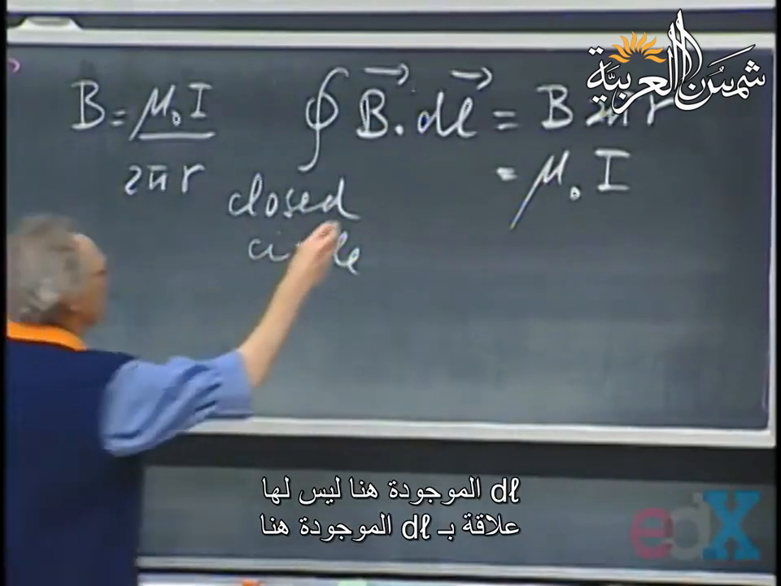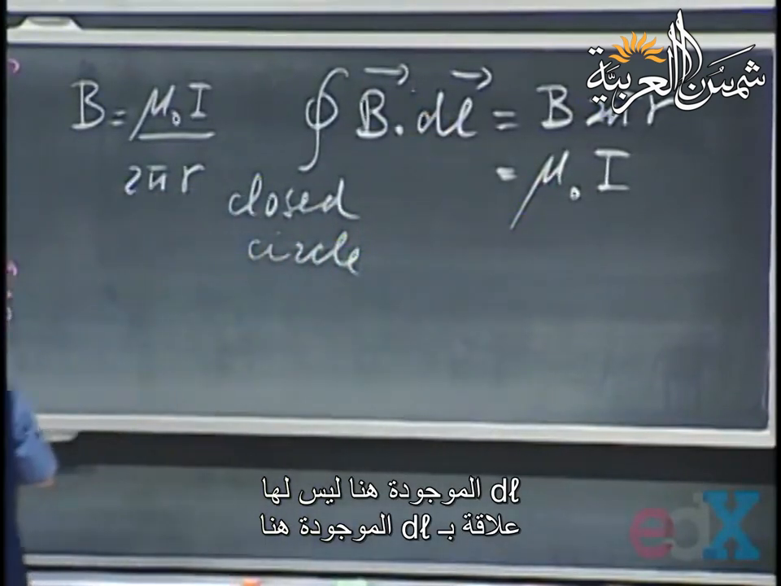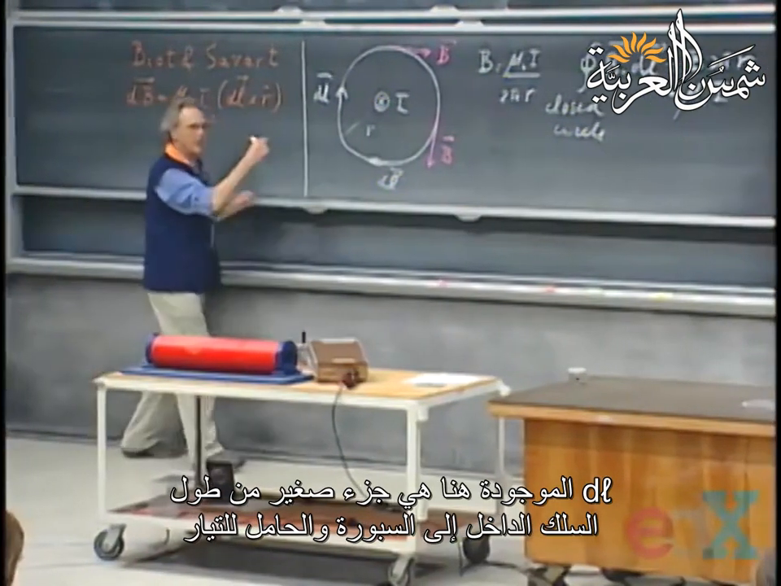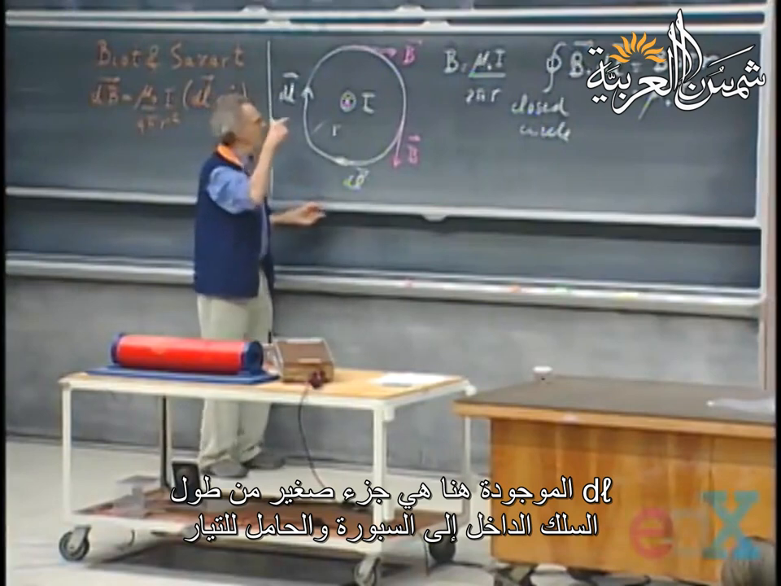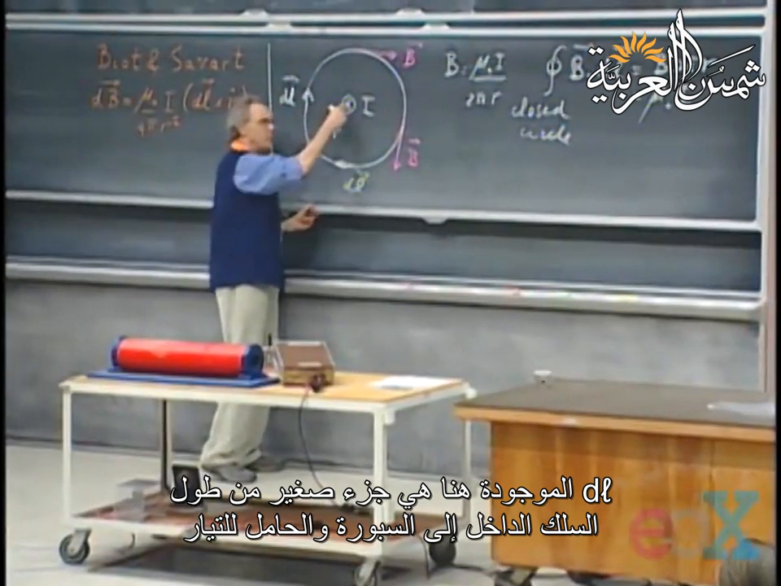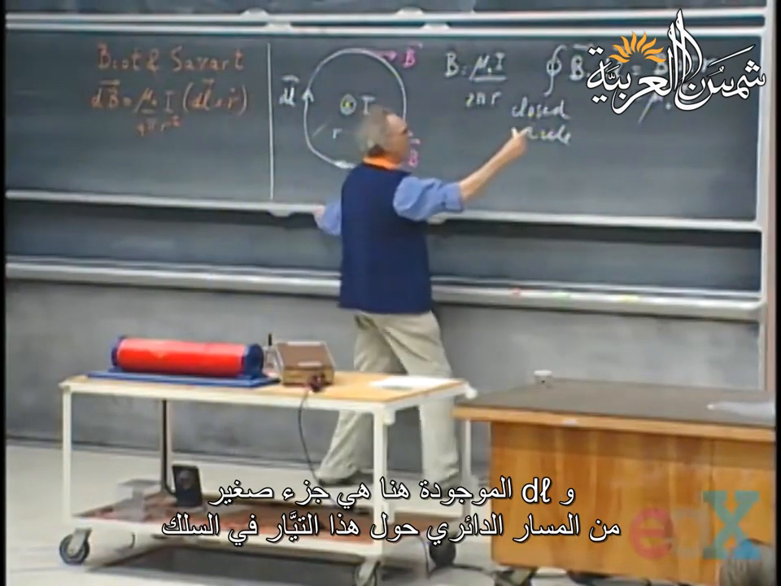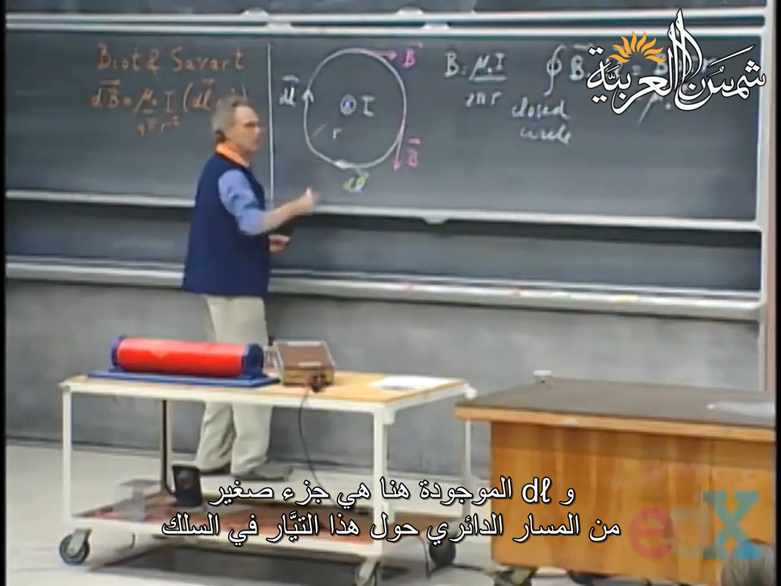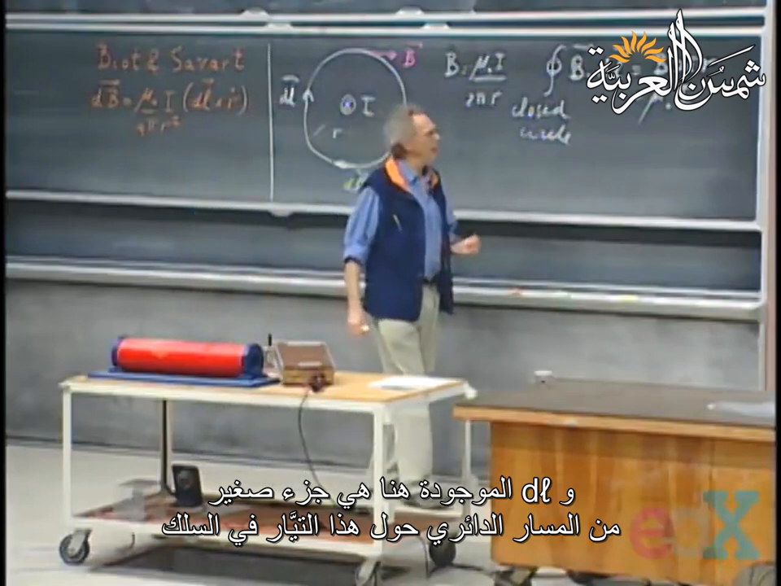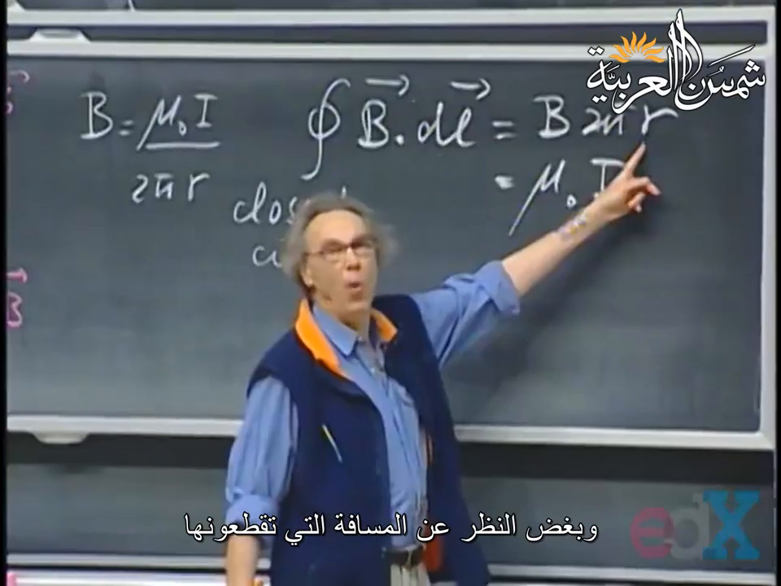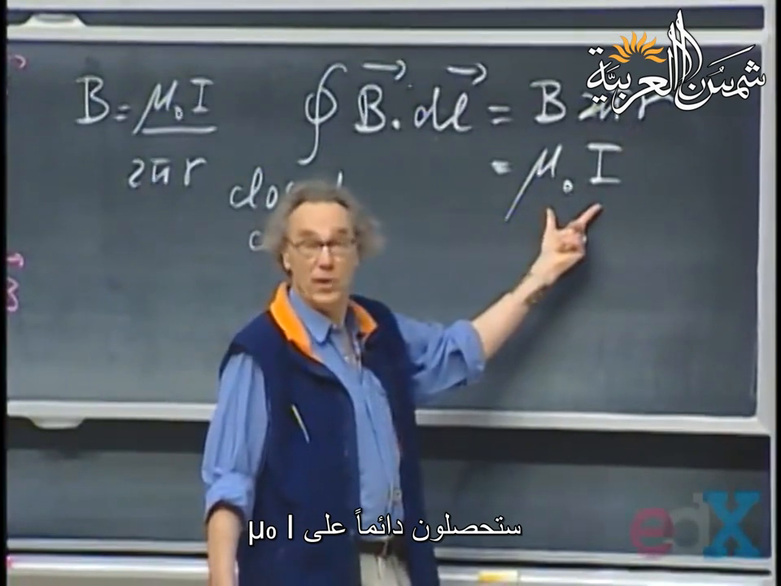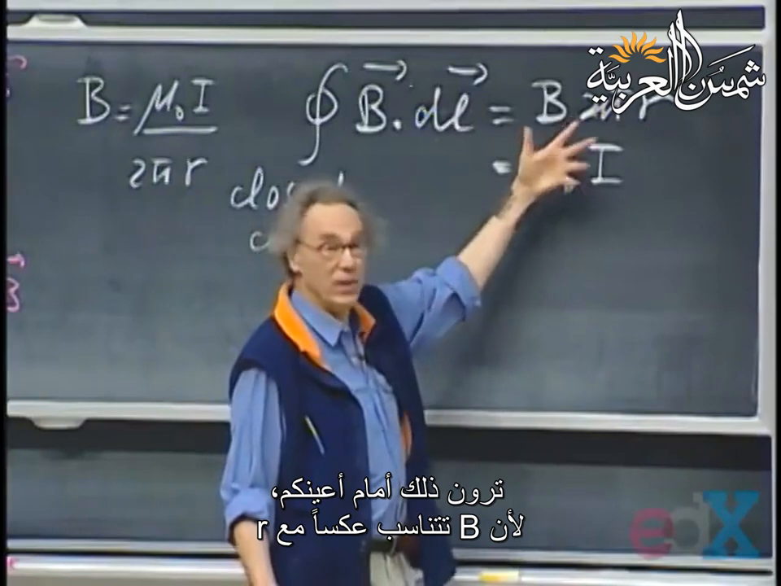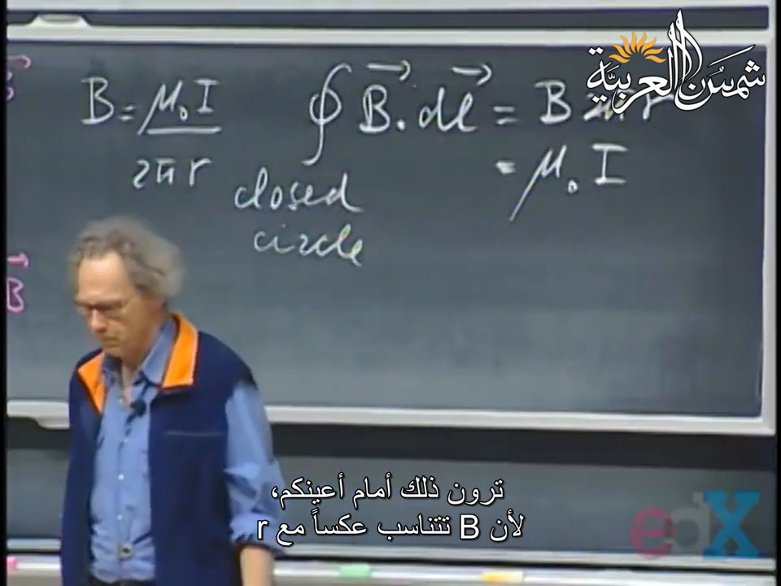This dl here has nothing to do with this dl here. Don't confuse the two. This dl is a small amount of length in the wire that goes into the blackboard which carries a current. This dl is simply your dl when you walk around this current wire. And it doesn't matter at what distance you walk around, you always get mu 0 times I. You see it right in front of your eyes because B is inversely proportional to r.